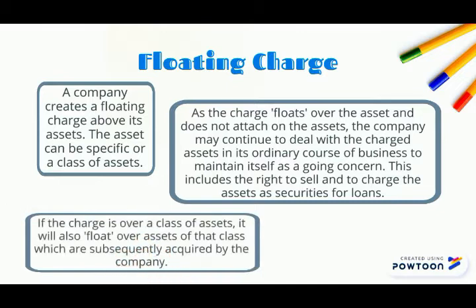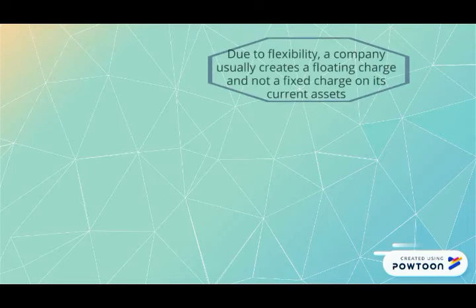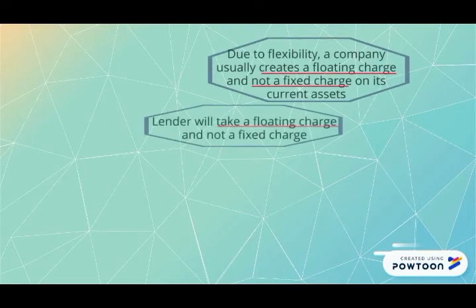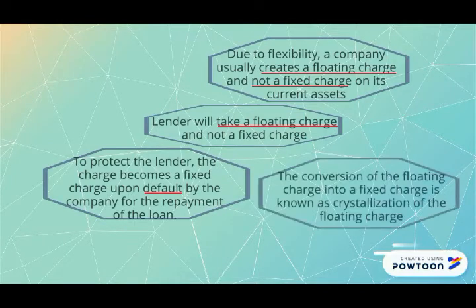If the charge is over a class of assets, it will also float over assets of that class which are acquired later. Due to flexibility, a company usually creates a floating charge and not a fixed charge on its current assets. Lender will take the floating charge and not the fixed charge. To protect the lender, the charge becomes a fixed charge upon default by the company for the repayment of the loan. The conversion of the floating charge into a fixed charge is known as crystallization of the floating charge.